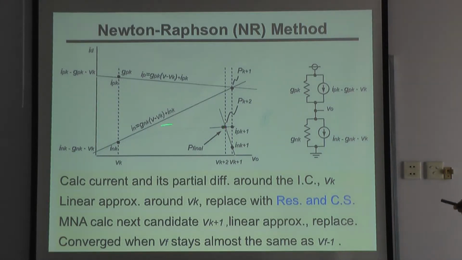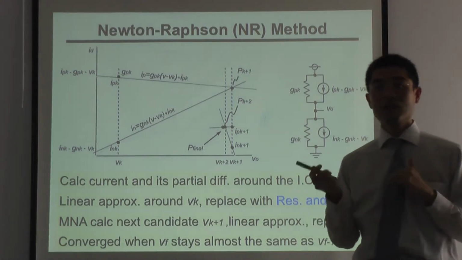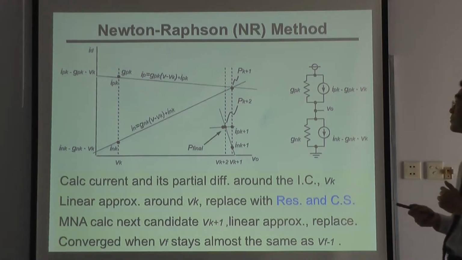So in this case, the initial condition is here, and the second candidate is here, and the third candidate is here, and the fourth candidate is going here, and finally we have a goal as a final point. And this is how the nonlinear elements are calculated by this modified nodal analysis. And this method is called Newton-Raphson.